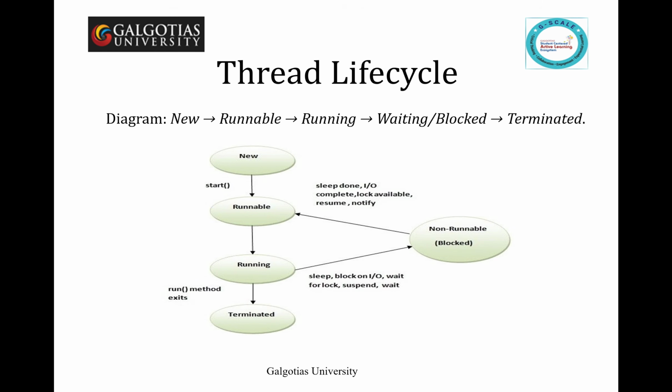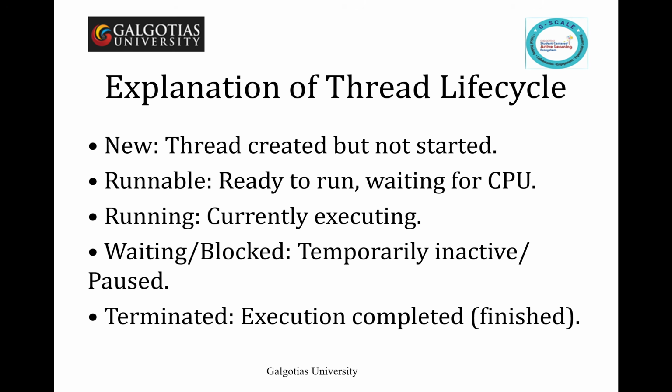Now let us understand the thread lifecycle. A thread does not run continuously from start to end. It passes through different states. The main states are new, runnable, running, waiting or blocked, and terminated. This diagram visually shows how a thread moves from one state to another during execution. Let us explain each state one by one.